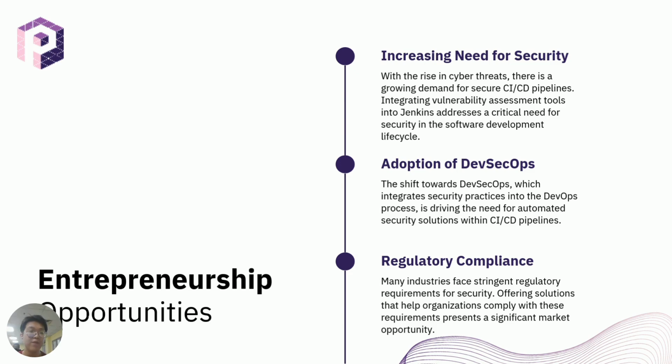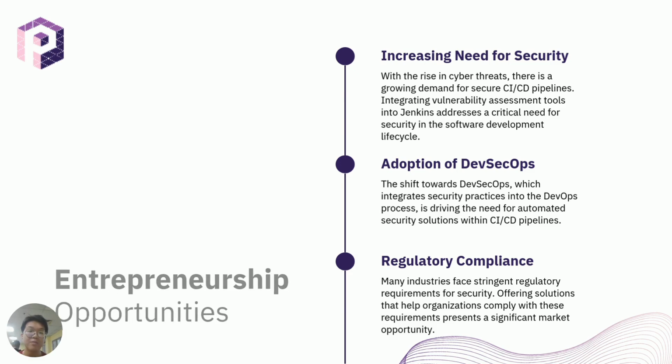Next is the adoption of DevSecOps. DevSecOps is a combination of development, security, and operations. The shift towards DevSecOps, which integrates security practices into the DevOps process, is driving the need for automated security solutions within CI/CD pipelines. Last but not least, regulatory compliance. Many industries face stringent regulatory requirements for security. Offering solutions that help organizations comply with these requirements presents a significant market opportunity.